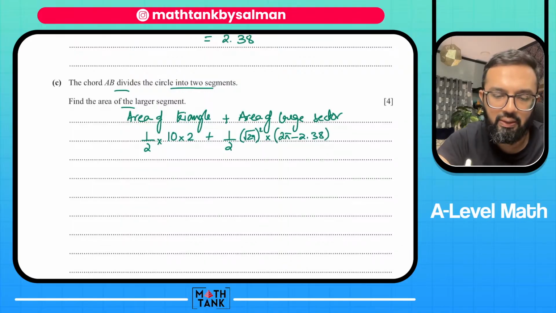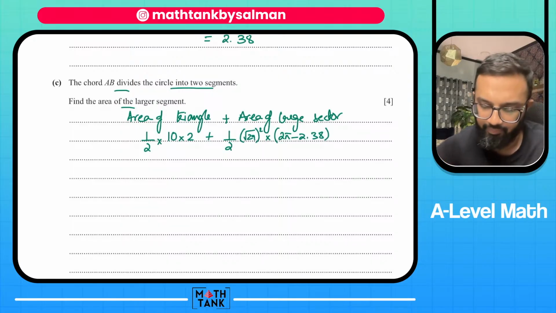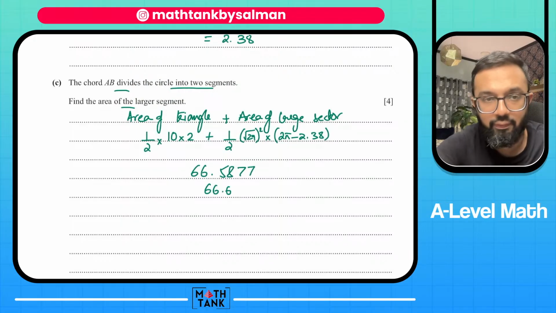Okay, 360 minus the answer. So 29 divided by 2 plus the triangle area gives 66.6. I am correct on that. Yep, that is the correct answer.